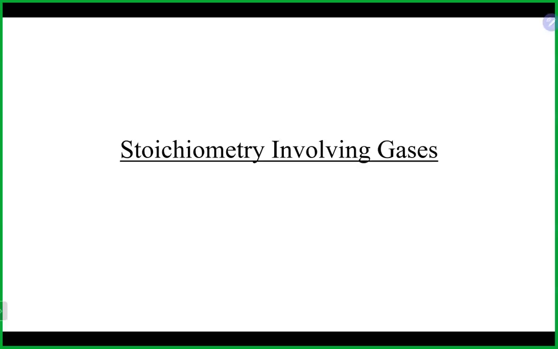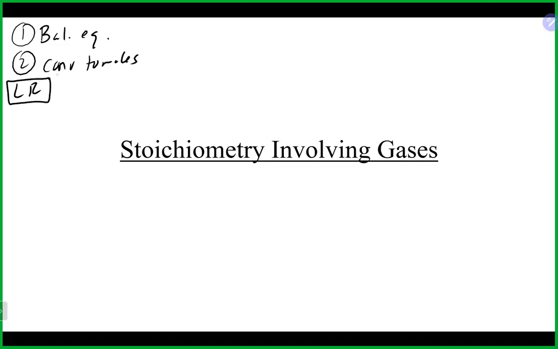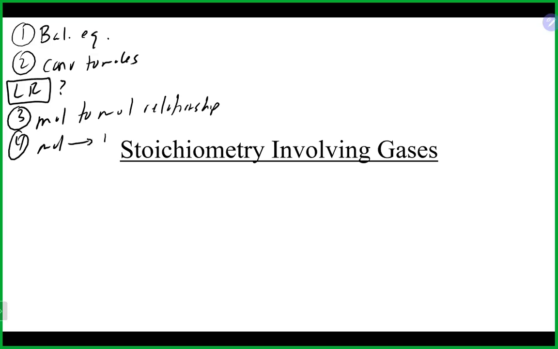All right, so let's then talk about stoichiometry that involves gases. And stoichiometry that involves gases is pretty much the same type of thing that we do with all stoichiometry problems. We will still balance our equation. We will still convert to moles. Remember always, if we are doing a stoichiometry problem, we also need to determine, is it a limiting reagent problem? We would then do our mole to mole relationship. And then converting our moles to some other units.